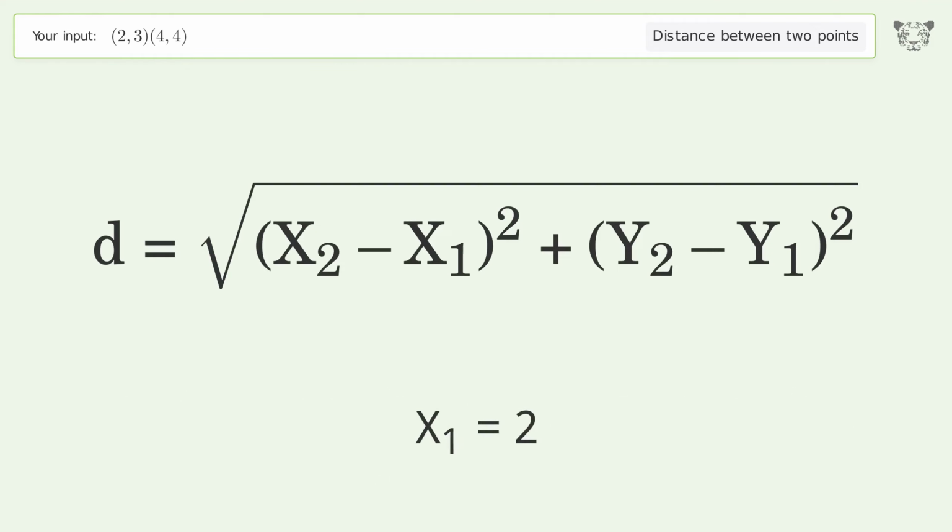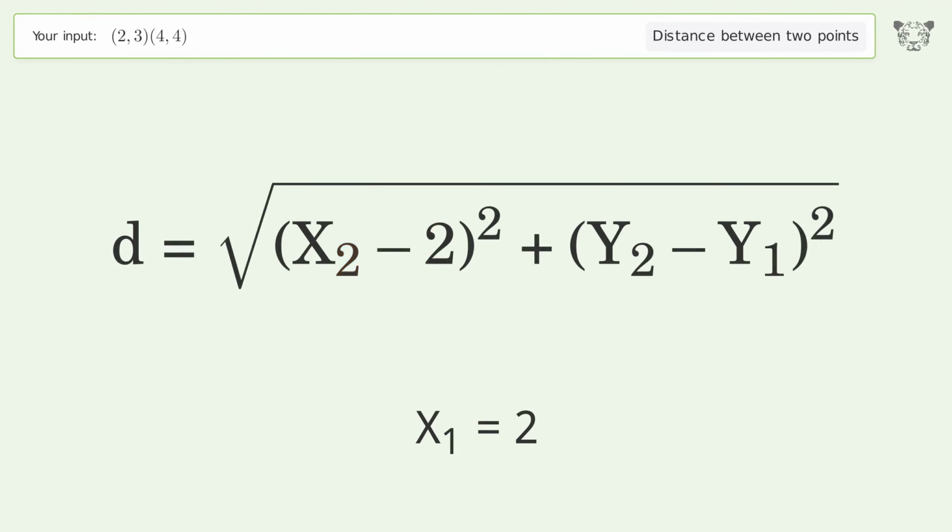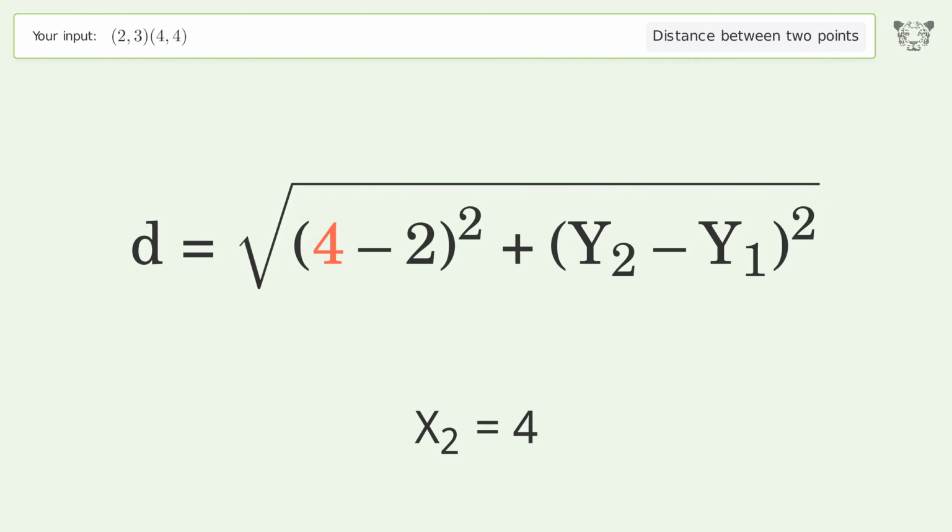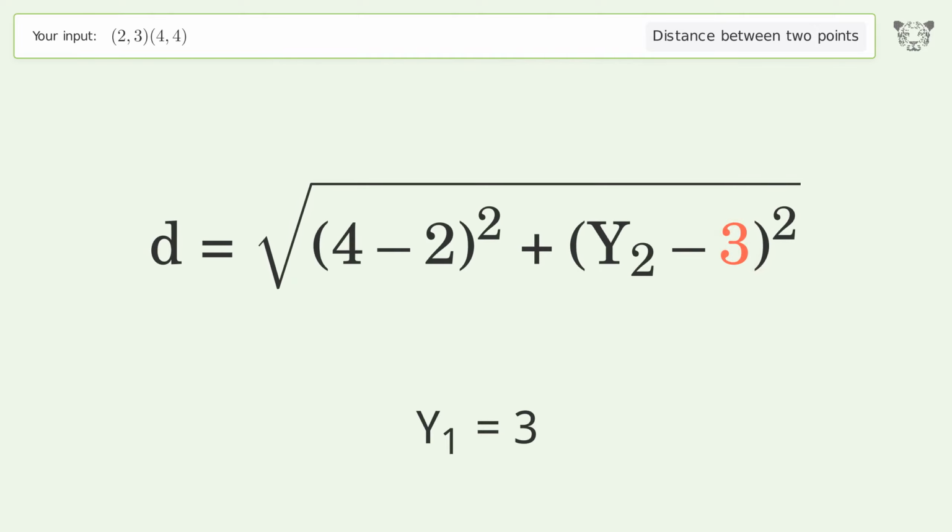x1 equals 2. x2 equals 4. y1 equals 3. y2 equals 4.